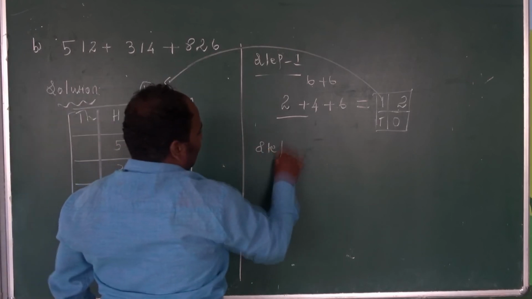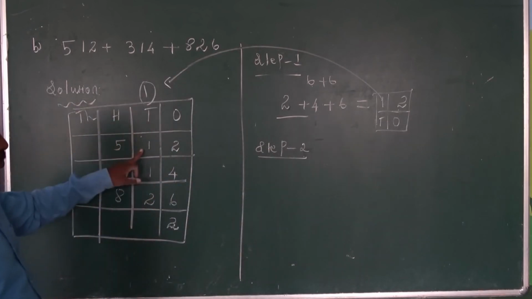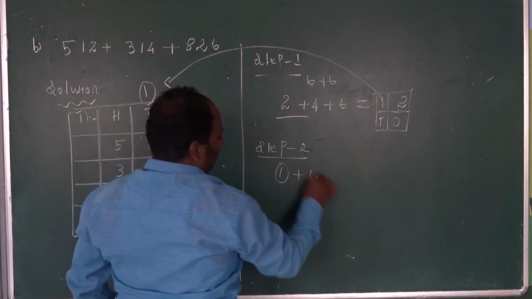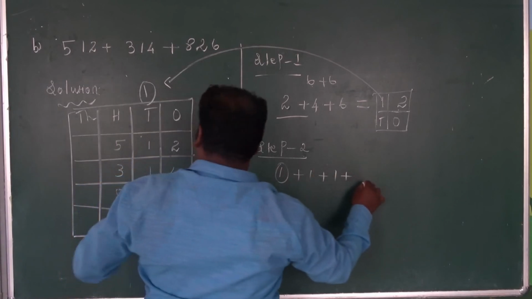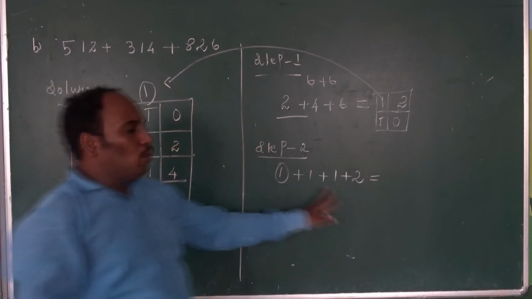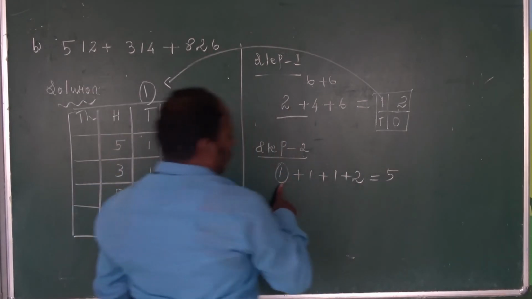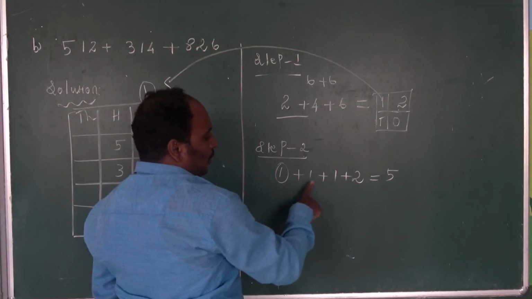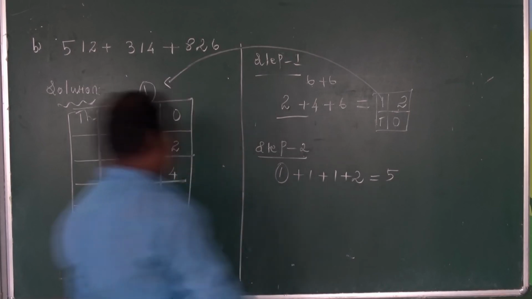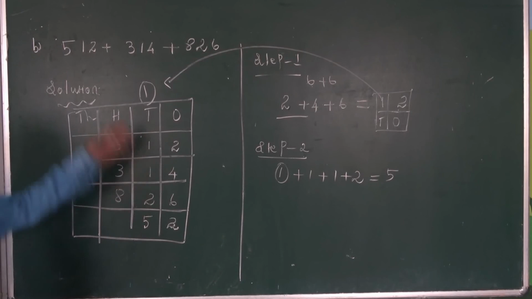Next we add the tens place. 1 plus 1 plus 1 plus 2. Carry over the number 1, plus the given number 1, plus the given number 1, plus 2. 1 plus 1 is equal to 2. 2 plus 1 is equal to 3. 3 plus 2 is equal to 5. So our answer is 5. The number 5 is written in the tens place.